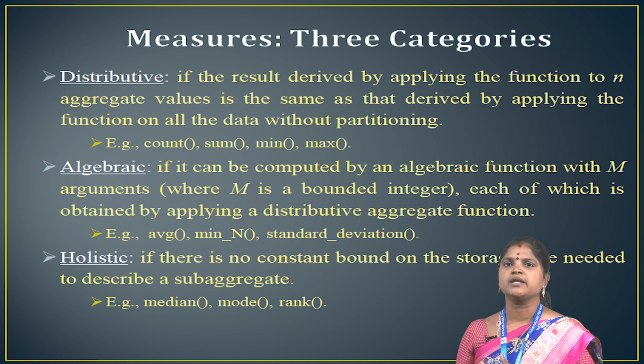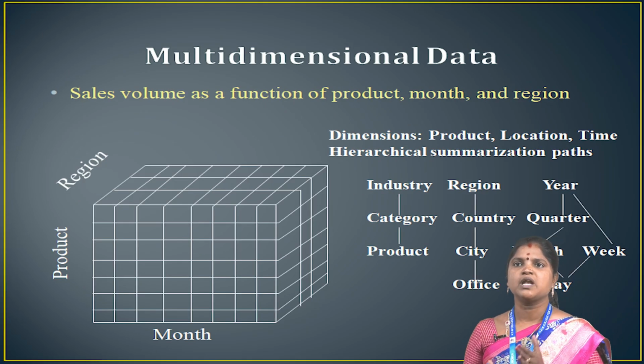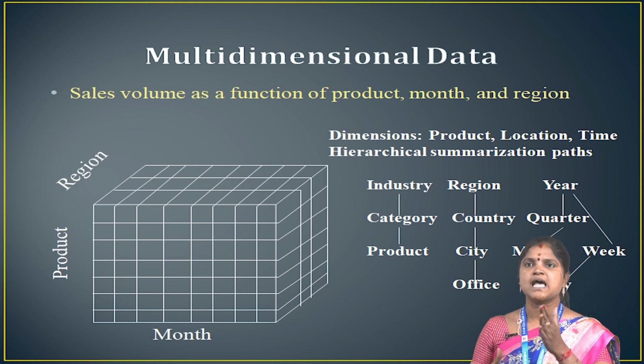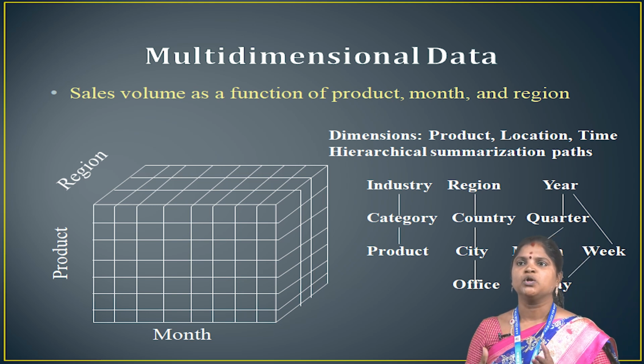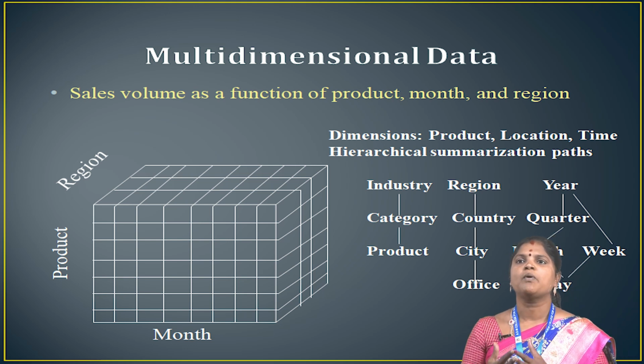View of warehouses and hierarchies. Multi-dimensional data. This is the diagram. Sales volume is a function of product, month, and region. A sample data cube: the total annual sales of TVs in the US. Cuboids corresponding to the cube.